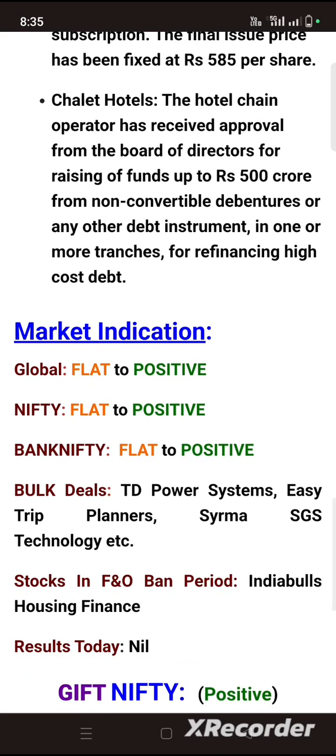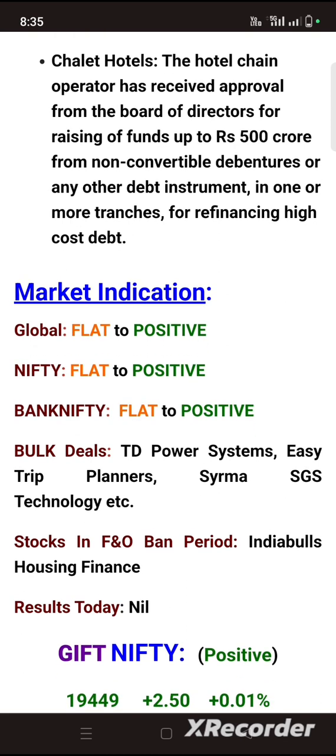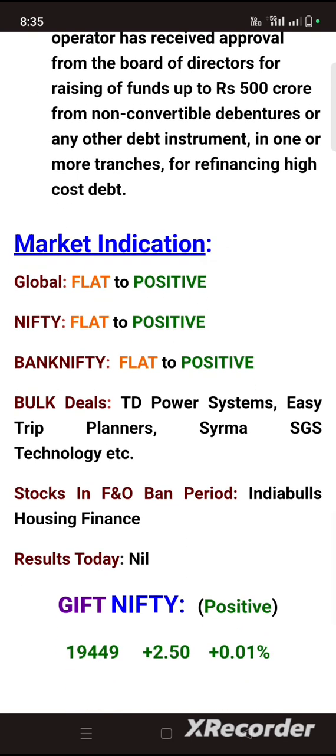You can see the market indication, like it gives some sort of direction: global markets were flat to positive, Nifty would be flat to positive, Bank Nifty would be flat to positive. It's not necessary that it will go in the same direction as given here, but we need to check in the live market. This is a prediction based on the data available before the market opens.